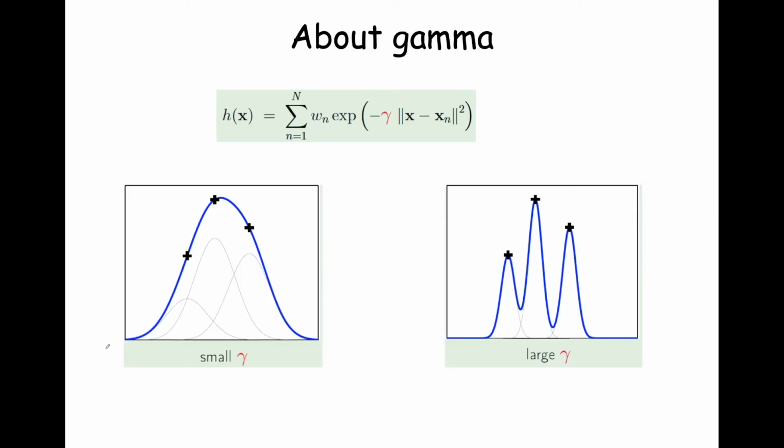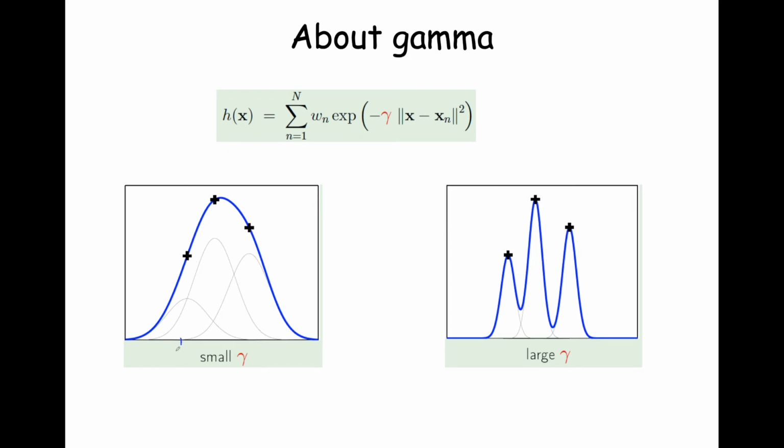Now let's take a look at gamma, this parameter for this interpolation. If gamma is very small, what happens? Well, this decaying exponential decays at a slower rate, and the result is that the radial basis function is wider. If gamma is large, this decaying exponential decays faster, and so this radial basis function is going to be more narrow.